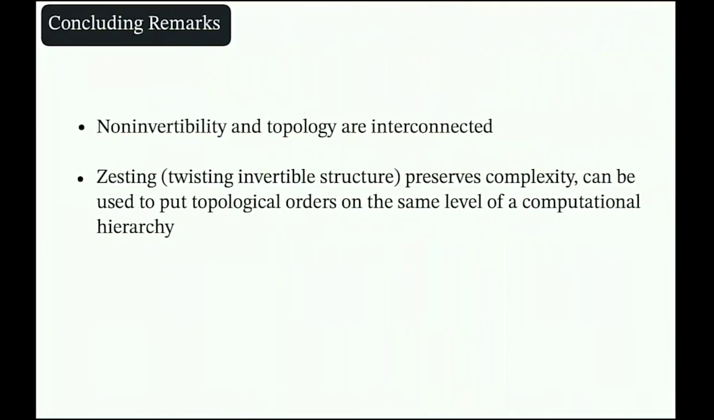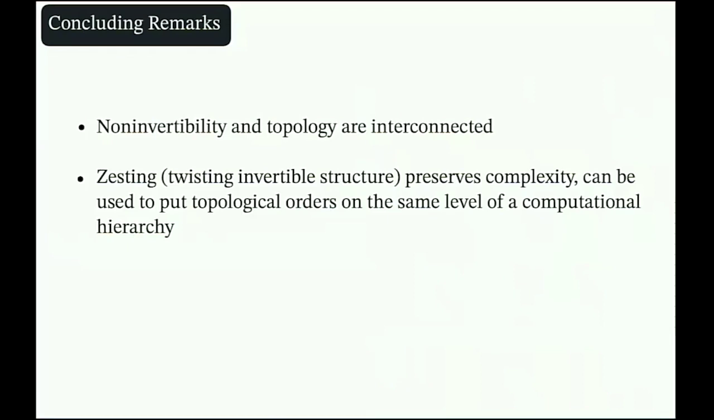So just to wrap up here, I think a theme, like I said, for me has been, especially with the first result, that non-invertibility and topology are sort of connected through the lens of complexity theory. And with zesting, so going from non-invertibility to invertibility, if we're just changing something invertible about a theory, we don't expect it to change that much.